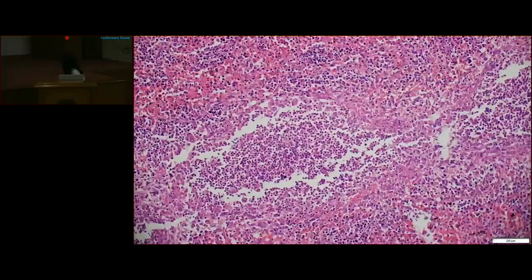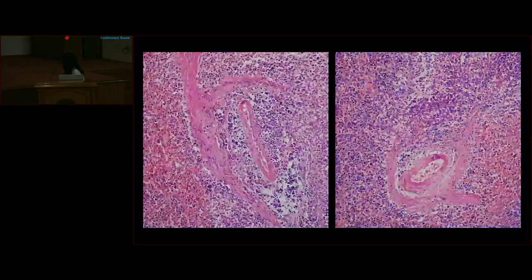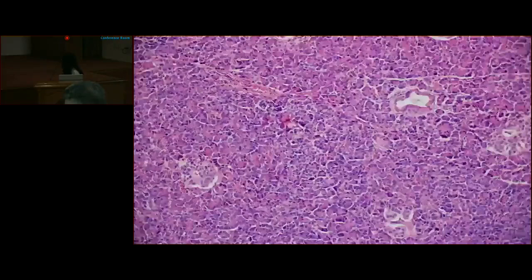PAS stain for fungus and Ziehl-Neelsen for acid-fast bacilli were both negative. The adjacent vessels from the spleen showed transmural inflammatory infiltrate and fibrinoid necrosis, suggestive of secondary vasculitis. This is a microscopic picture from the pancreas, which did not show any diagnostic pathology.